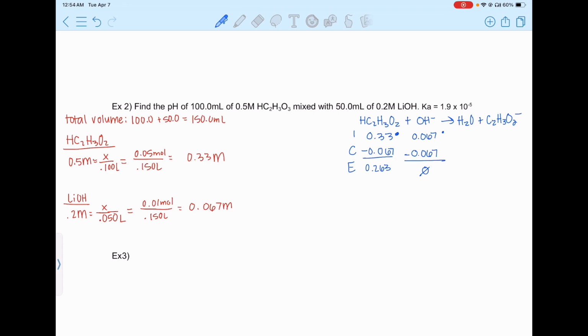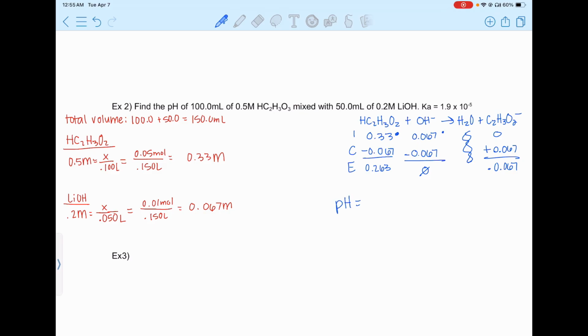Now, how do I do that? If I want to use the HH equation, I need two numbers. Where do I get that other number from? Now, we didn't need to go through this step in example 1, but we are going to do this in example 2. We're going to look at the other side of the equation. Remember, we're not worried about water. It's a pure liquid. It's not part of our K expression. But this started with none of our conjugate base, right? And we added 0.067 to it, right? So its new concentration is 0.067, the exact amount of the OH negative that we subtracted. So now I've got information I can work with.